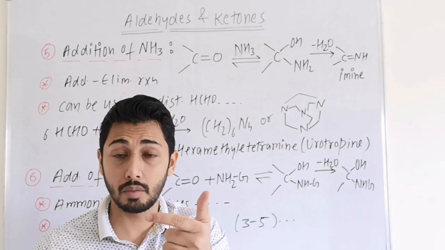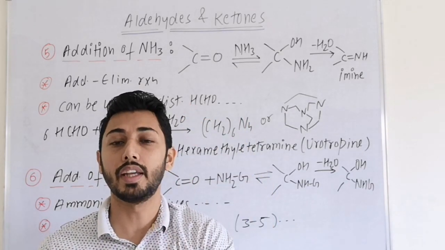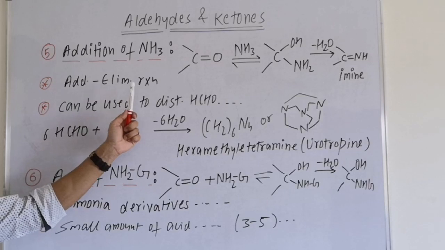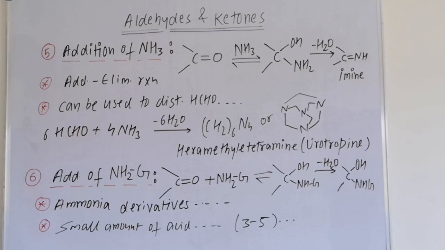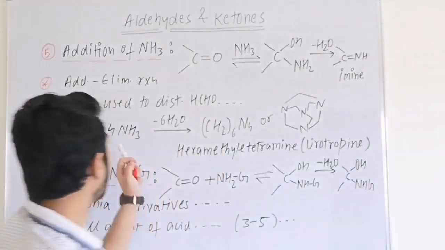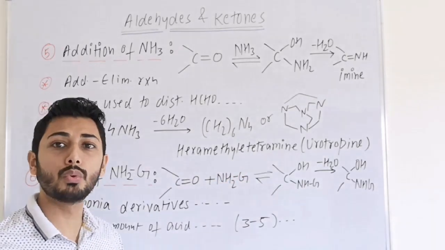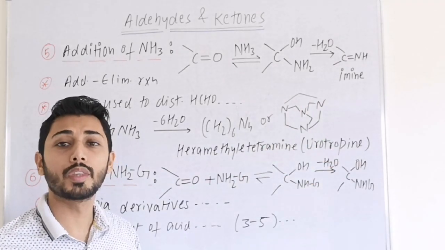Now remember, this term is mentioned in the table in NCERT also: C double bond NH is an imine, and C double bond NR is a substituted imine, which is a Schiff's base. This is an addition-elimination reaction. Why? Because ammonia adds and then elimination of water takes place. This reaction, addition of ammonia, can be used to distinguish formaldehyde, acetaldehyde and acetone. An important information-based reaction: formaldehyde with ammonia finally gives (CH2)6N4, hexamethylenetetramine, which is urotropine. Its structure is that, and this urotropine is used to treat urinary infections.